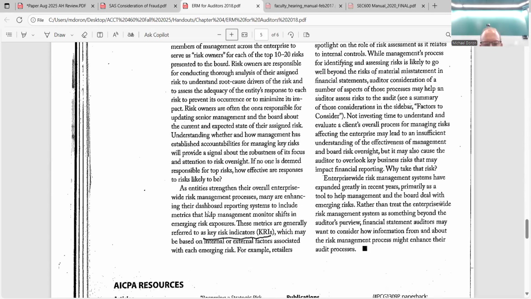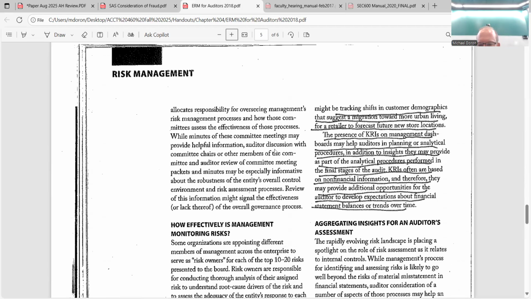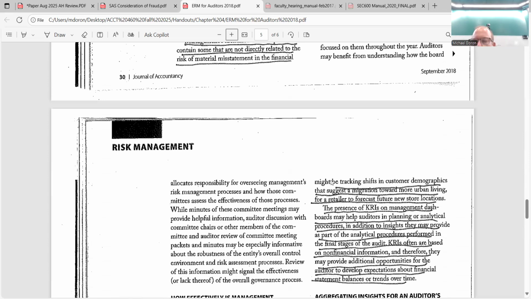Oh, here's a term that seems to come up a lot. You might see it key risk indicators or KRIs. What kind of things are KRIs? This might be tracking shifts in customer demographics that suggest a migration toward more urban living for a retailer to forecast future new store locations. The presence of KRIs on management dashboards may help auditors in planning or analytical procedures.